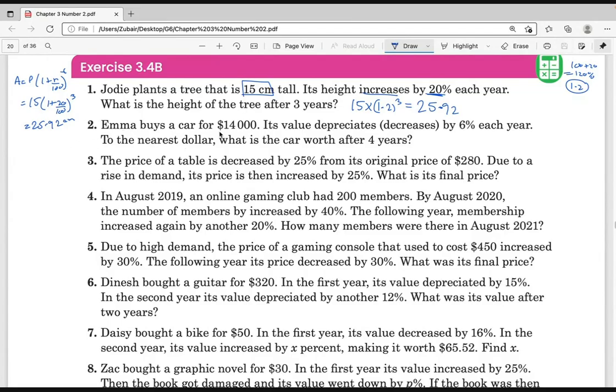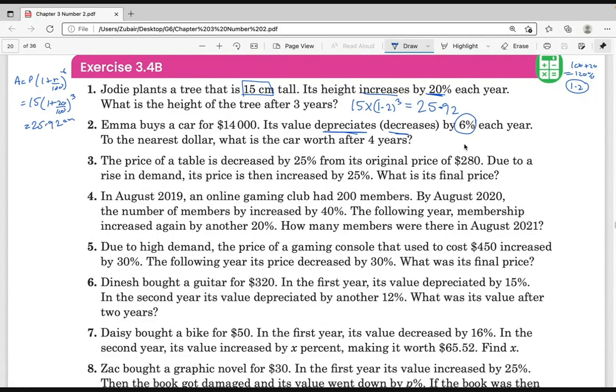Number 2, Emma buys a car for $14,000. Its value depreciates, decreases by 6%. So if it is decreasing by 6%, what is the remaining value? Anyone? Sir, the remaining percentage. You bought a car, you used it, it depreciated by 6%. So how much worth is still left?